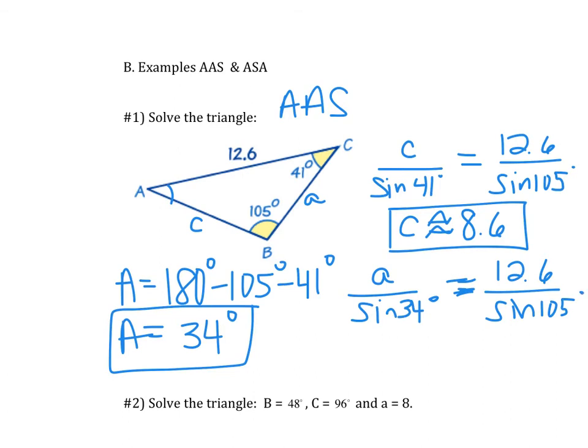Oh, I deleted it. Dang it. You can hit second enter and then go back and change 41 to 34. Did you do that? I didn't. Dang it. All right, 12.6, I got to type it all in again. Times the sine of 34. Make sure you close that parenthesis. Divide by the sine of 105. So A is approximately what? 7.3. Good job. There you go.